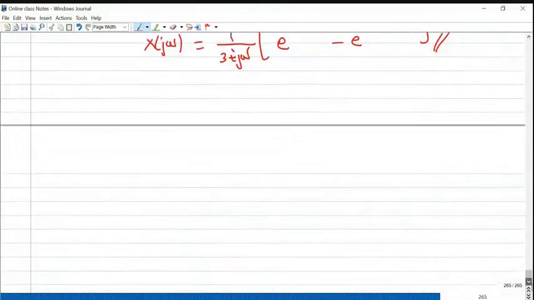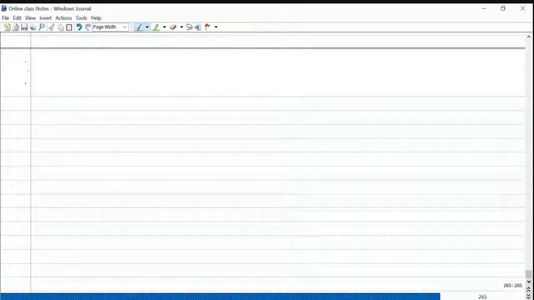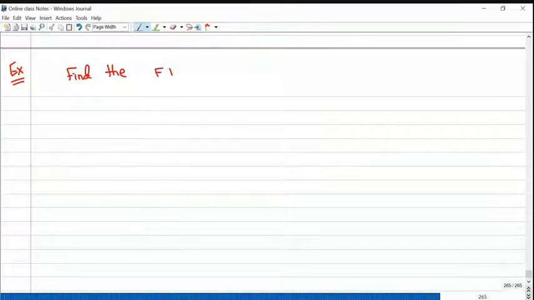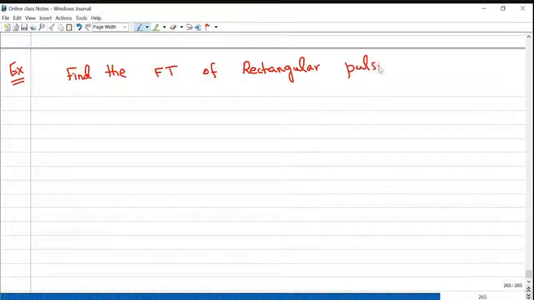Next, two important problems. These problems are very, very important. Find the Fourier transform of a rectangular pulse shown in figure. Find the continuous time Fourier transform, or Fourier transform, of a rectangular pulse shown in figure. If this signal is not given in the question paper also, you have to draw the rectangular signal carefully.